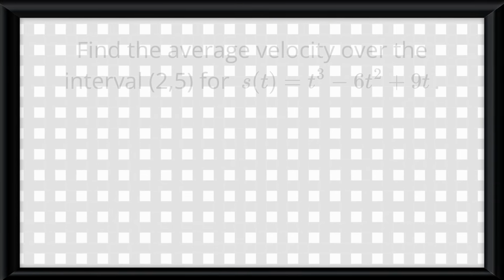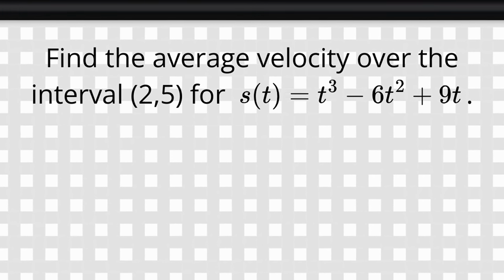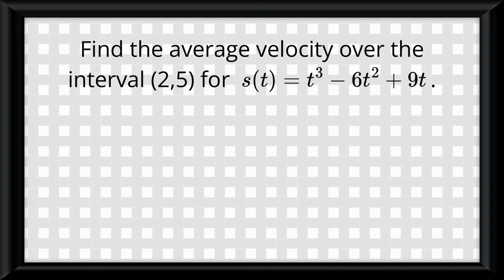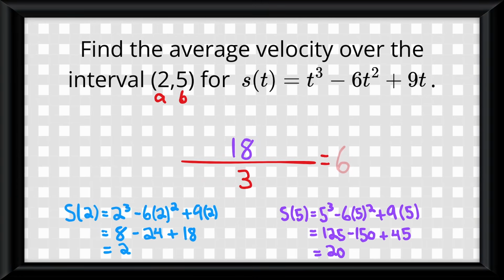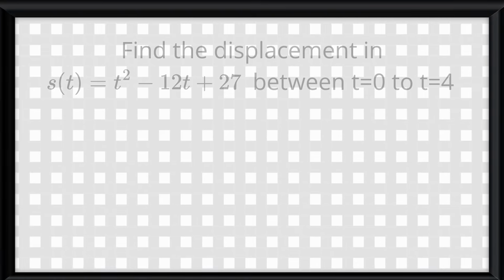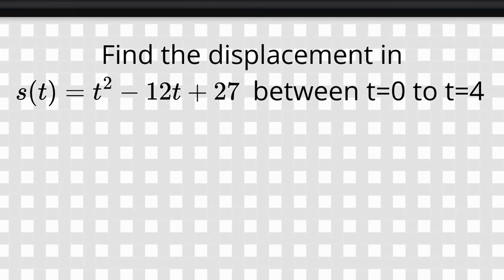Alright, next one. Find the average velocity over the interval 2 to 5 for this function. Pretty easy, all we do is put the average rate of change formula on the screen, plug everything in, and solving we get 6. Okay, final one. Find the displacement in this function between t equals 0 to t equals 4.